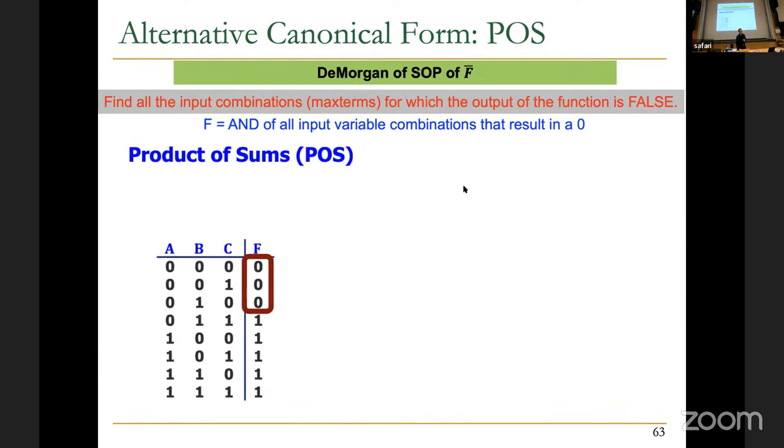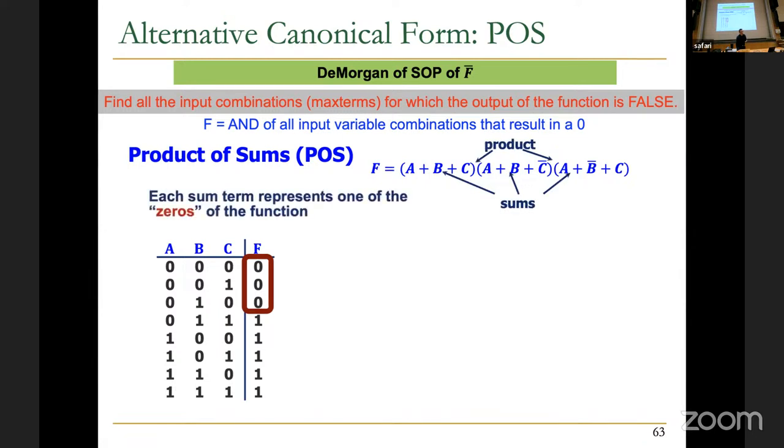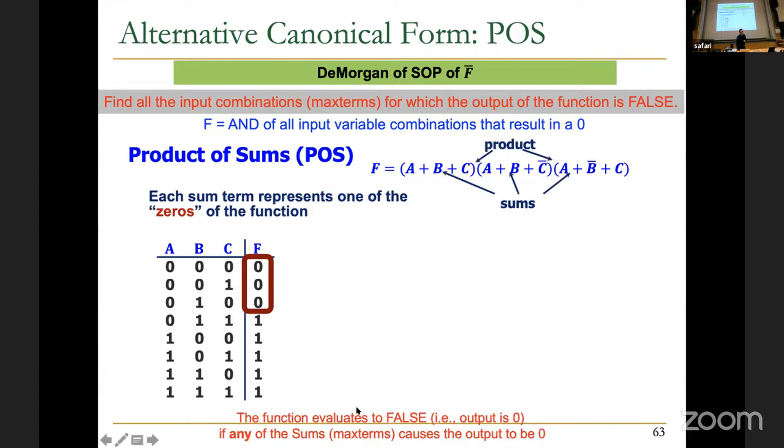This is actually the same function. We're going to focus on the zeros. What makes these zeros? We're going to write the function as a function of the max terms. The max terms are (A+B+C), and then (A+B+C bar), and then (A+B bar+C), as you can see. If any of these terms is zero, you get a zero in the output. And (A+B+C) is zero if all of A, B, C are zero. So that max term is activated, as you can see. That's the product of sums, basically. Each sum term represents one of the zero outputs of the function. And the function evaluates to false, in other words output is zero, if any of the sums or max terms causes the output to be zero.